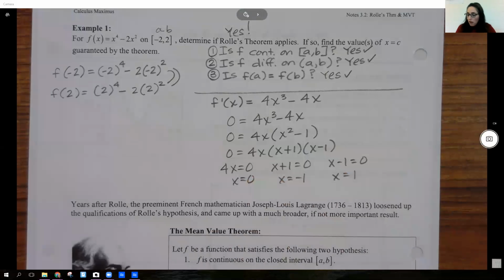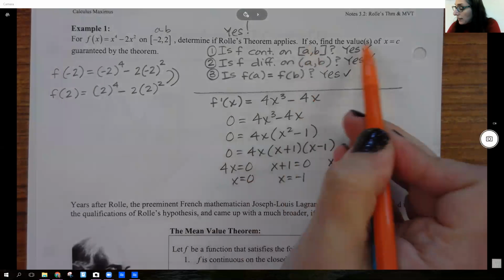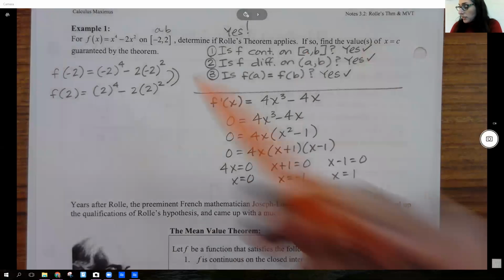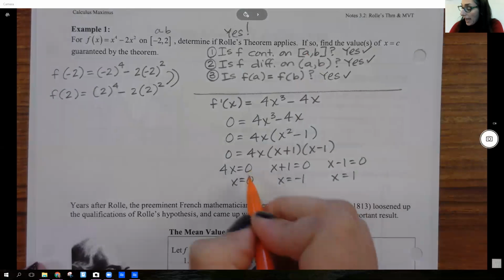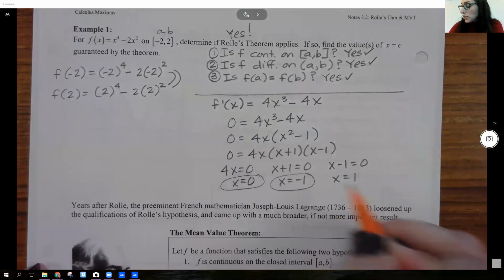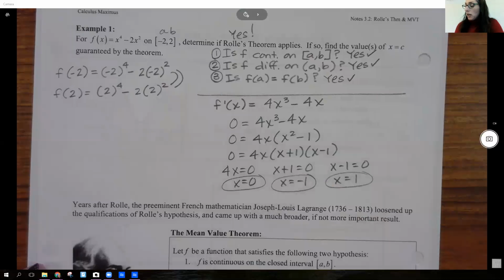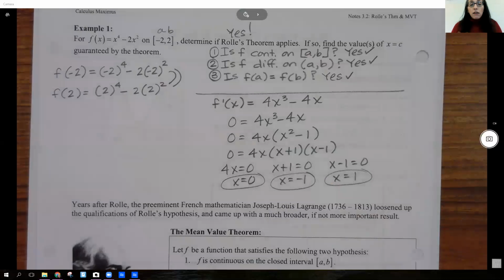And we go back up and make sure that we have answered everything. So find the values x equals c, the guaranteed theorem. Yep, we found it. So at x equals 0, at x equals negative 1, and at x equals 1, the derivative equals 0. So what does that mean in relation to this chapter? That means that you could have maxes and mins at those spots.